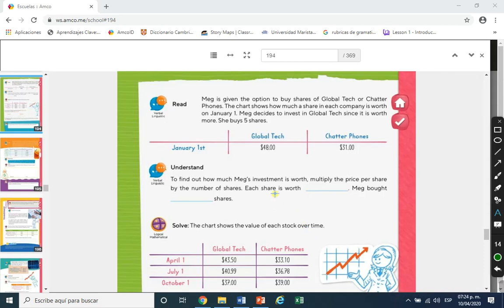All right, did you find the answer? They are giving us here the first clue to solve our problem. So it says, to find out how much Meg's investment is worth, multiply the price per share by the number of shares. Okay? Each share is worth how much?